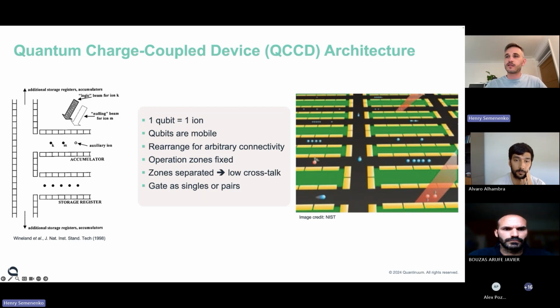But what is fixed in this architecture is the operation zones. These will be our gating operations, our state preparation and measurement operations, and they will be in specific locations. This allows for very low crosstalk between the different zones, and there's also potential for modularity between them. The qubits themselves will be moved into specific zones depending on the operation to be performed, on either single qubits or pairs of qubits. So we're avoiding very long chains of ions, and really only using singles or pairs at any one time.